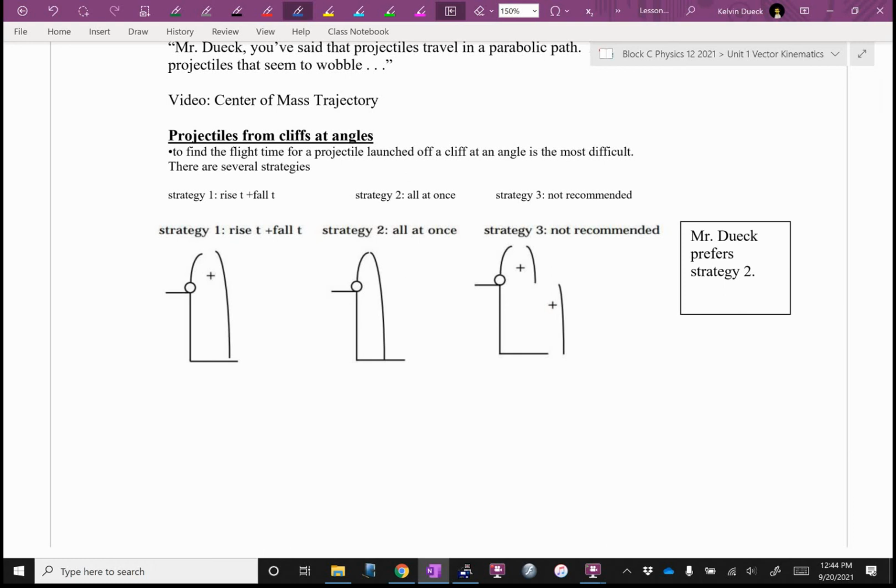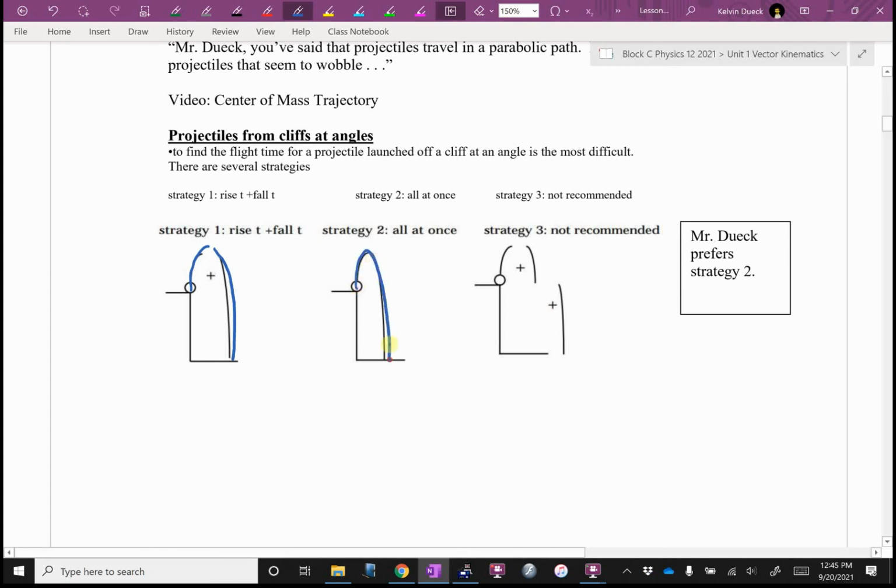Okay, I'll break it into components. And then there's actually 3 ways I can do this. I could find the time to the top, where Vy final is 0. Vertically, the vertical velocity is 0. Then I could let Vy initial be 0 and find the time to the bottom, starting at the top, and then add those 2 times together. Meh.